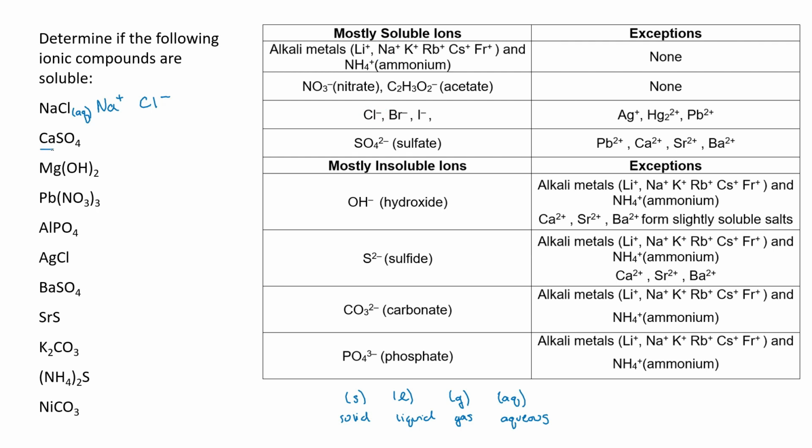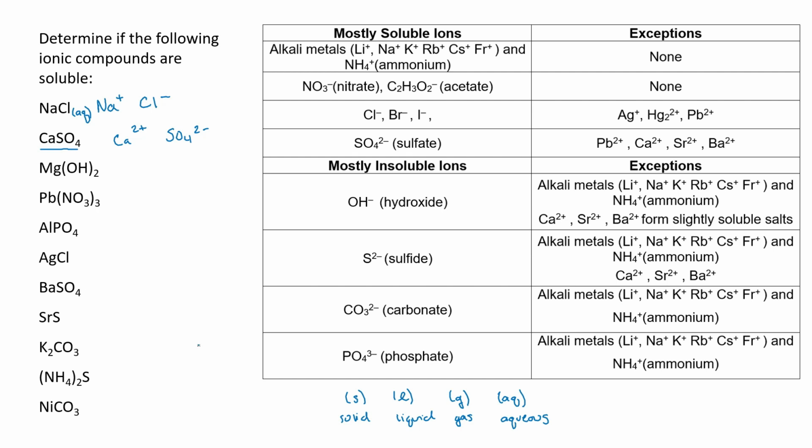Our next salt is calcium sulfate. Again, I'm going to break this up into my cation and anion. So we have our calcium cation and sulfate is our anion. I'm going to check my rules. I'm going to see if I can find either the cation or the anion, or again, like we saw with sodium chloride, sometimes you find both.